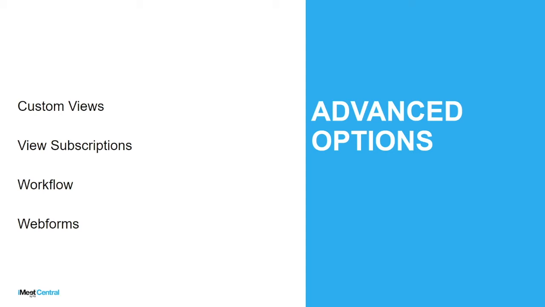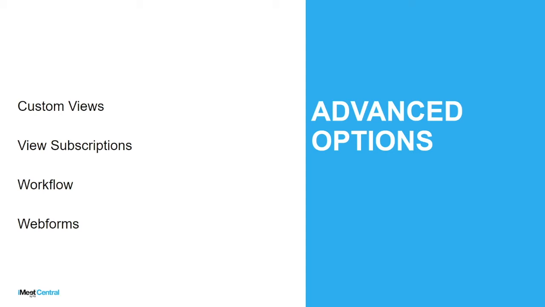So custom views, view subscriptions, workflow, and web forms. Now things are going to start to get a little bit more practical. So custom views allow you to change the column layout and the list view layout when you're looking at the list of records. We can subscribe people to those views. If a person ever said, hey, I want to get a regular email with a copy of all these records. We can create workflow automation so that when records are created or modified, people can be notified or tasks can be created. And then we can use web forms to allow people to create records even if they're not a user in iMeet Central, which is pretty fancy.